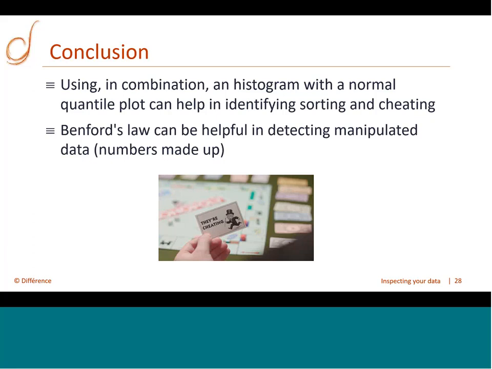And we also saw that Benford's law can be very helpful in detecting manipulated data, because people are not good when they come up with numbers. They typically have a tendency to use 5, 6, 7 as a first digit much too often.